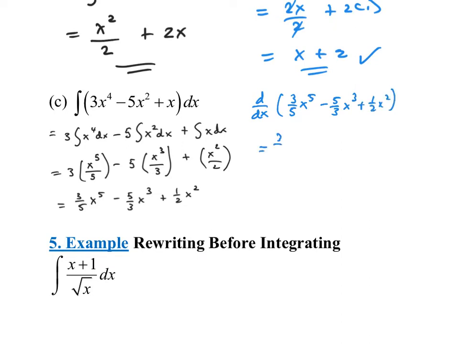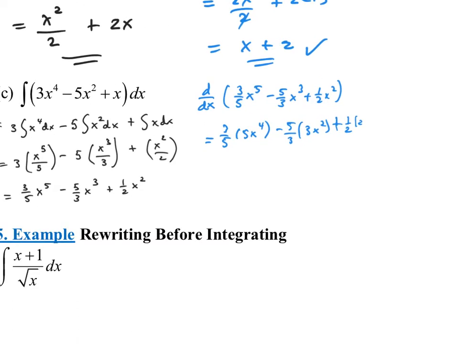Well, this would be 3/5 times 5x to the fourth minus 5/3 times 3x squared plus 1/2 times 2x. Okay, let's check it out. The 5 simplify, the 3 simplify, the 2 simplify. I'd be left with 3x to the 4th minus 5x squared plus x. Go ahead and look at the original problem. Those match, so we know we have the right answer.